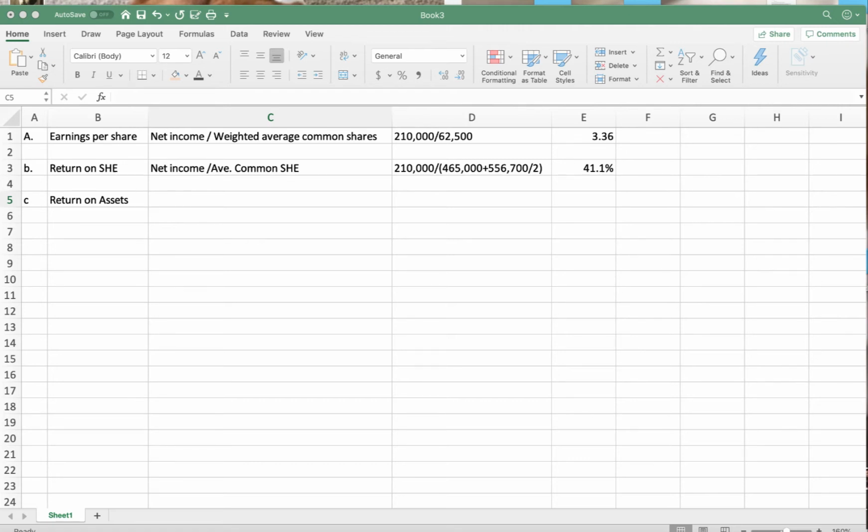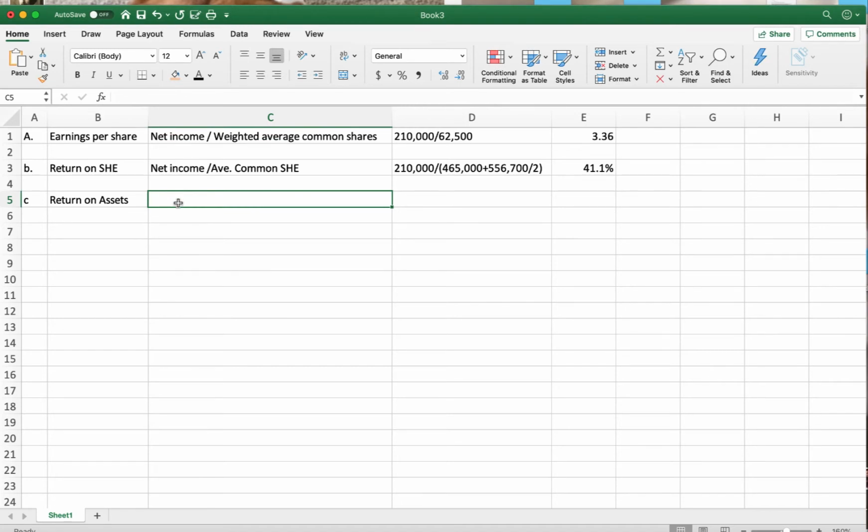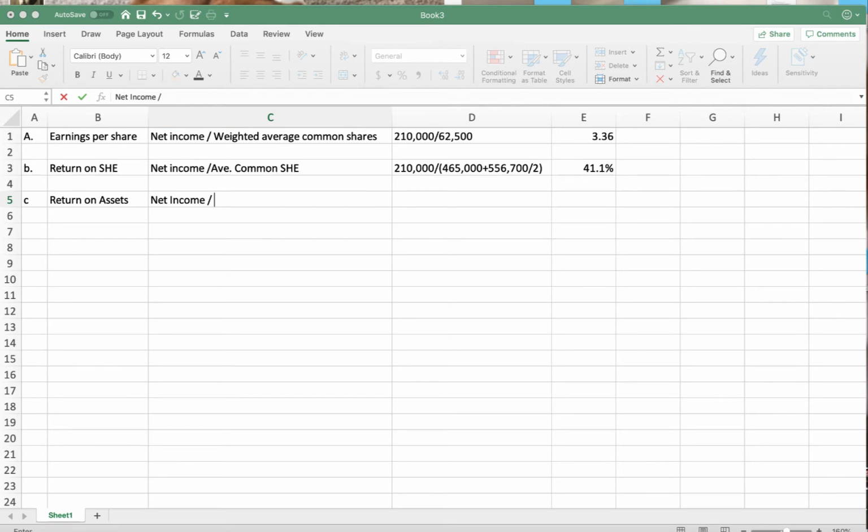on assets is calculated basically by taking the net income. So we're going to take our net income, and I'm going to divide by the average total assets. So I need to look at my balance sheet, and I can see that the total assets for 2016 was $852,800.